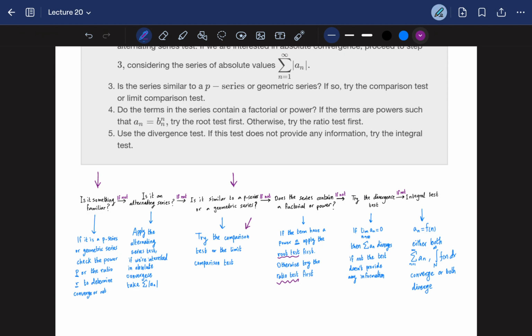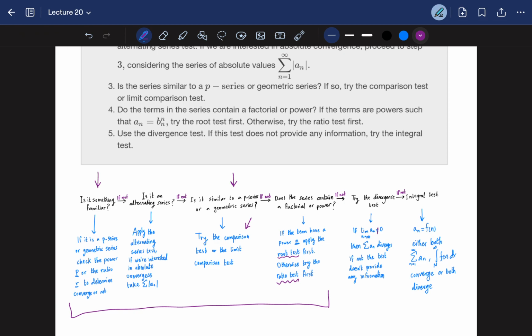Now, what if you thought about all of these steps, but nothing worked? Here, you can go to the divergence test. The divergence test is pretty easy. You just take your limit. If it's not equal to 0, then your series diverges. If it's equal to 0, you don't know, so you want to check a different test, because in that case the test cannot provide any information about the convergence or divergence.